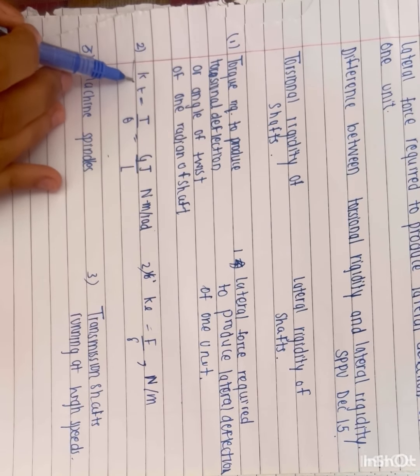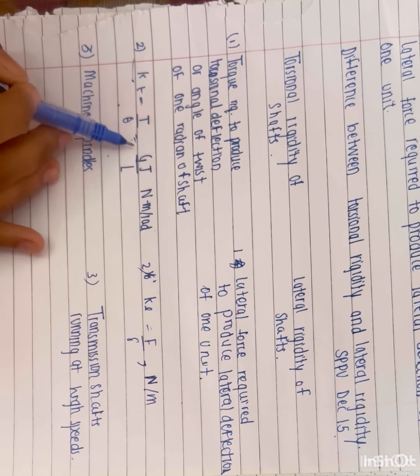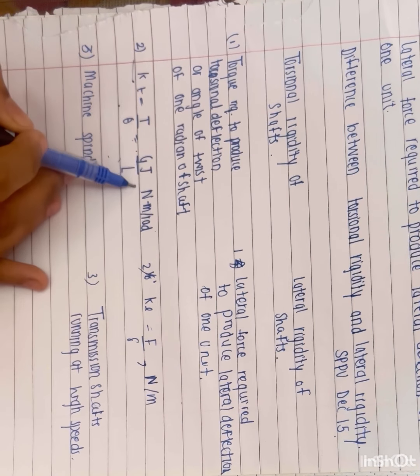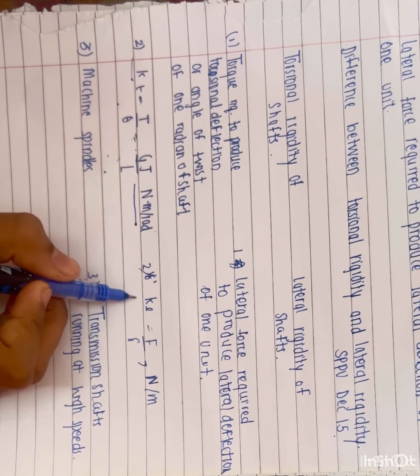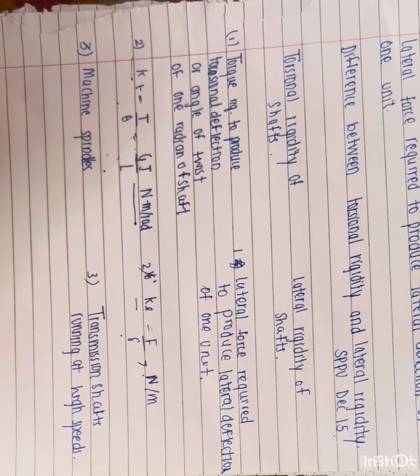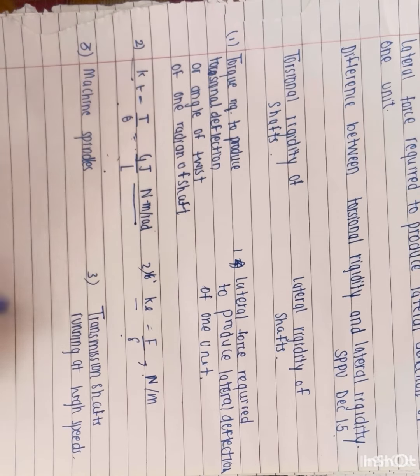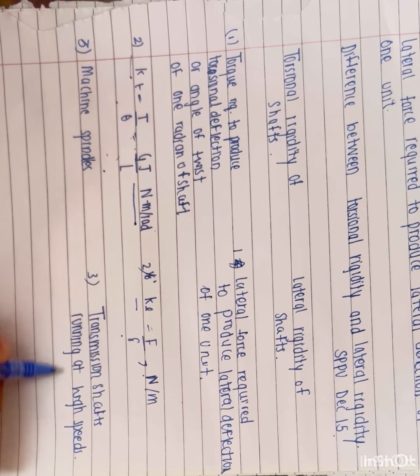So KT, torsional rigidity, is equal to T by theta, that is equal to GJ by L, and the unit is Newton meter per radian. And the formula for lateral rigidity is F by del and the unit is Newton per meter. The application where torsional rigidity is the most important criterion is machine spindles, and similarly the application where lateral rigidity is of most importance is transmission shafts running at high speeds.